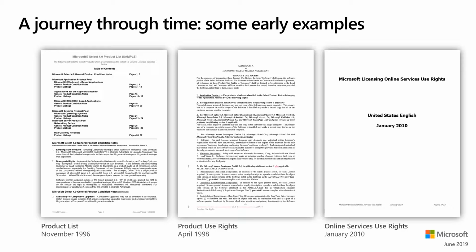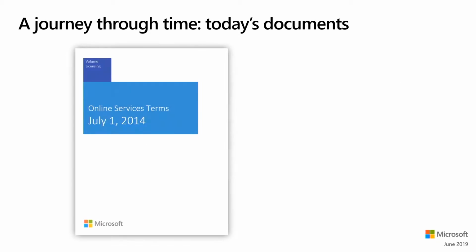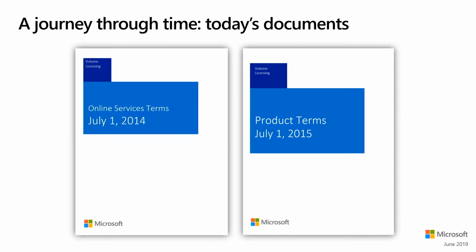So this was the earliest one I could find, 1996. I suspect some of us weren't even born then. In 1996 we had product use rights and we had the online services use rights. These are the documents Microsoft have always had. Today, we have the online services terms and the product terms. But tomorrow, not literally, shortly, we won't have these documents, we will have a website.